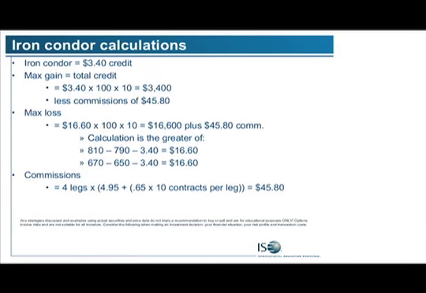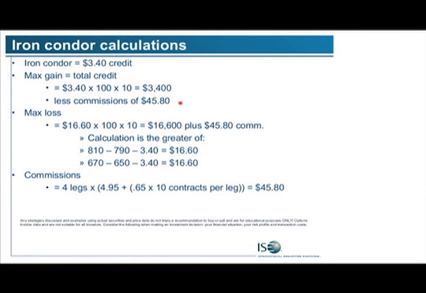Per share, right? I have 10 option contracts. Each one of those contracts represents 100 shares. I multiply that out. That comes to $3,400 right here. And then that's less the commissions of $45.80, which gives me the potential max gain.